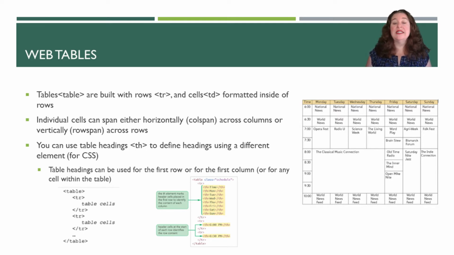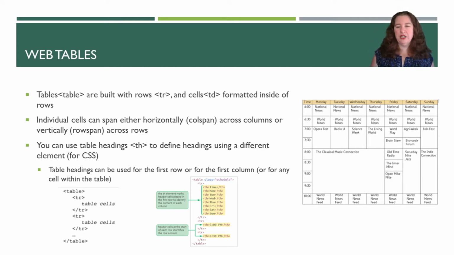Individual cells can span. They can either span horizontally with a column span or vertically with a row span, and that's going to allow you to span your columns to make them stretch. This is similar to Microsoft Excel version of merging rows or merging columns. So we can do that kind of thing.